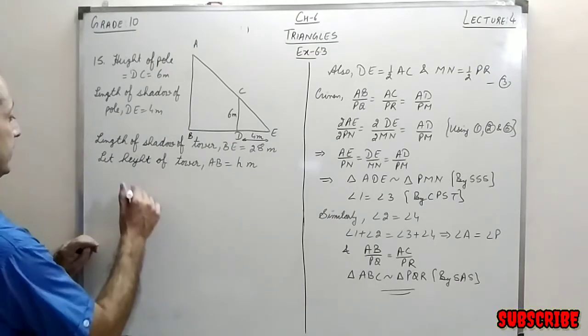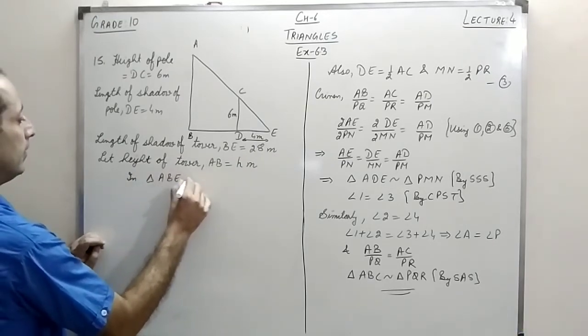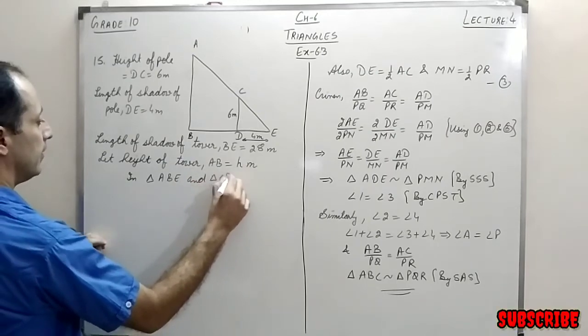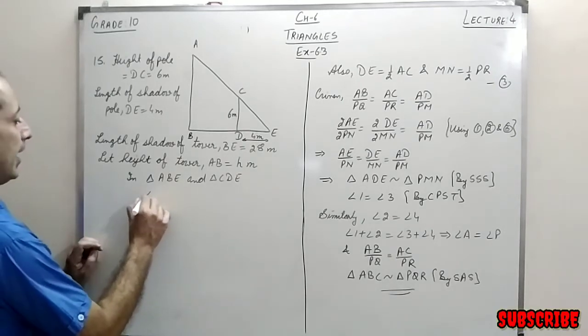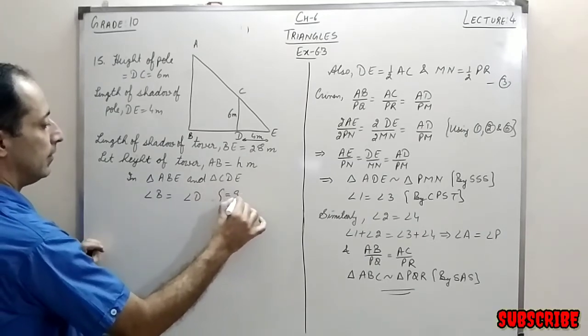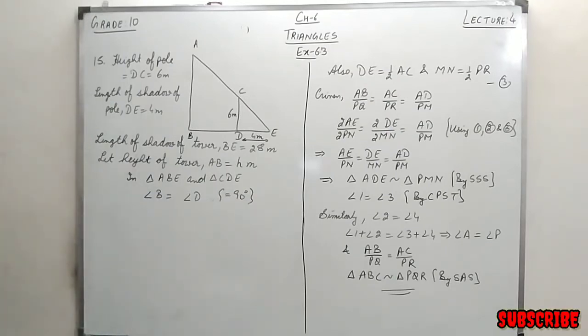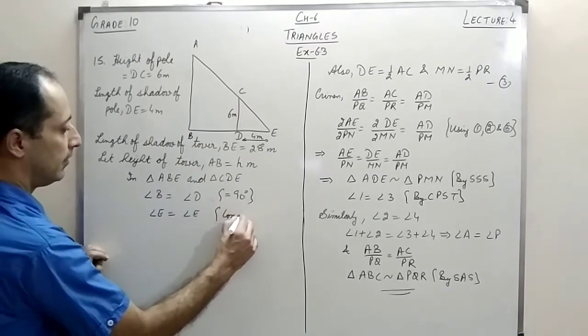I take triangle ABE and triangle CDE. Obviously, since both the things are standing vertically to the ground, they will be making an angle of 90 degree, right? So I write angle B is equal to angle D equal to 90 degree, right? What else? Angle E will be common for them. So I write angle E is equal to angle E, that is common.